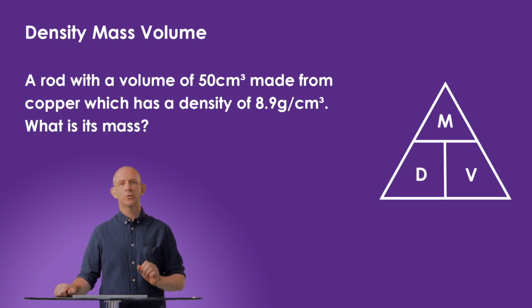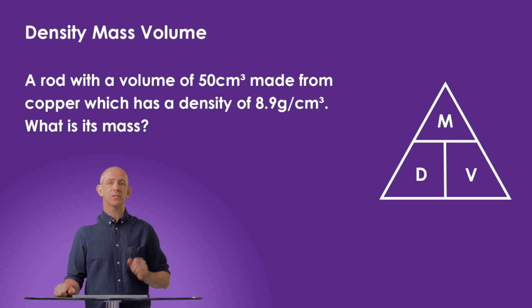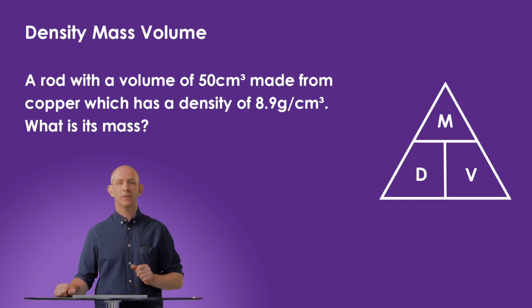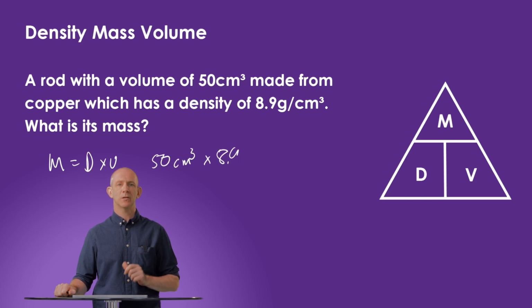In this question, we're told that a rod with a volume of 50 centimeters cubed is made from copper, which has a density of 8.9 grams per centimeter cubed. And we need to calculate the mass. The triangle shows us we're going to do this by density times the volume. So we can calculate the mass as 50 centimeters cubed times 8.9 grams per centimeter cubed, which equals 445 grams.